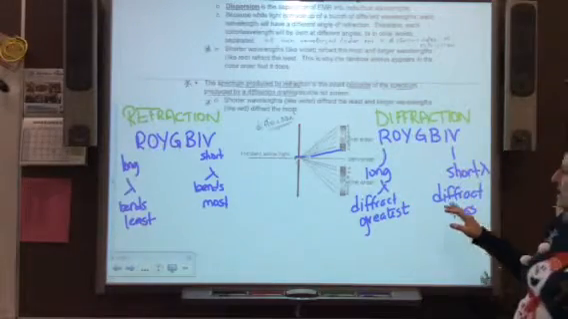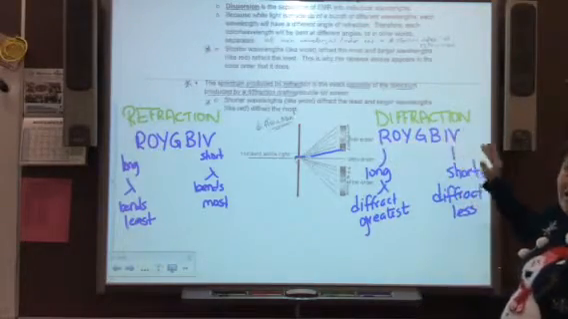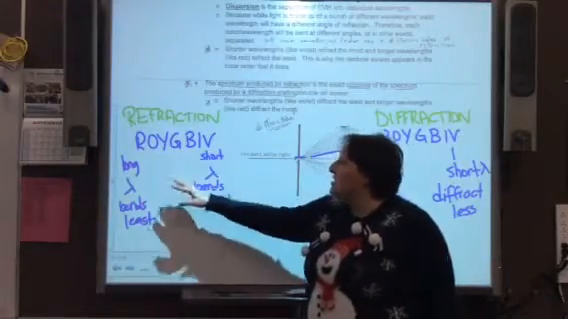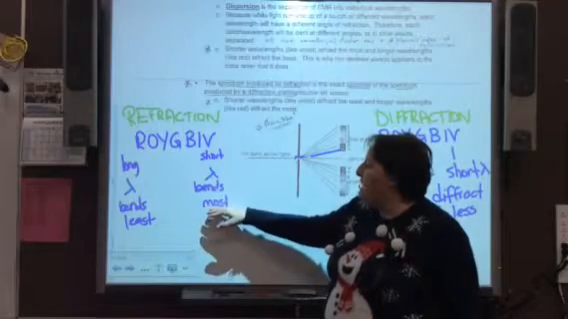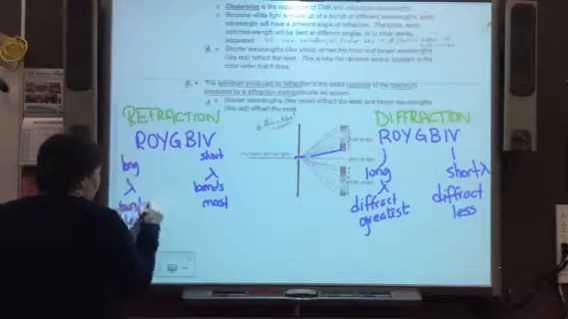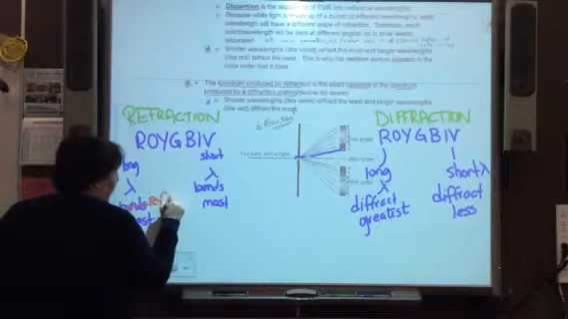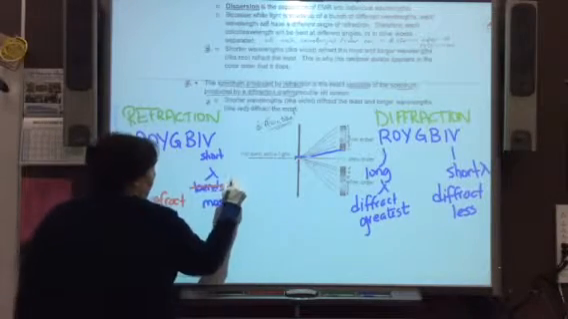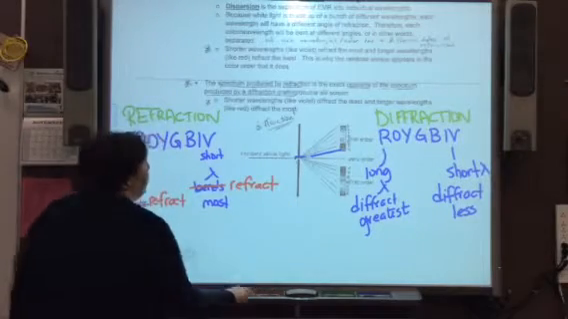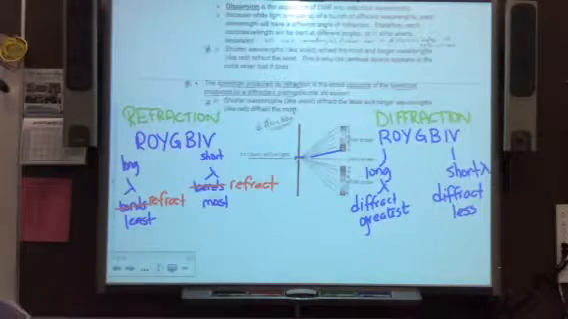So that's where the difference is. The color pattern is still the same, but here a long wavelength bends the least and a shorter wavelength bends the most, or refracts the most, if we want to use the correct word. Okay, so this is important that you understand this part of it when it comes to diffraction.